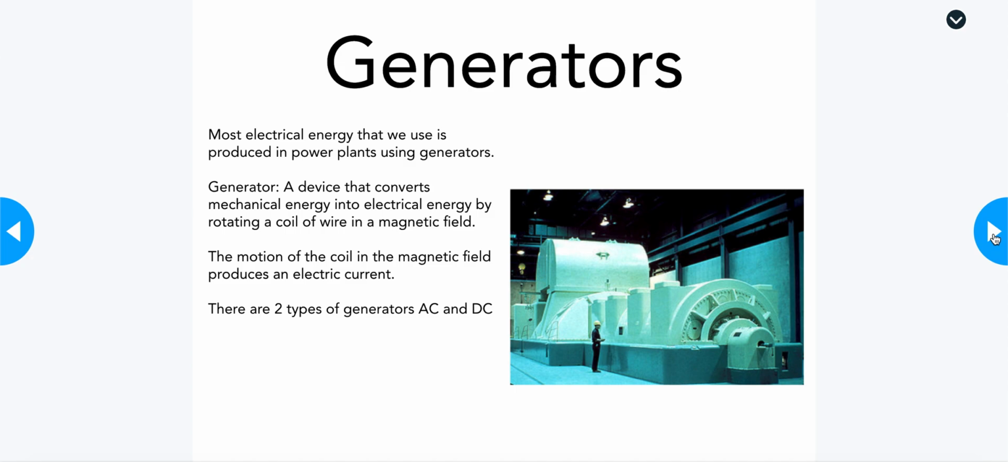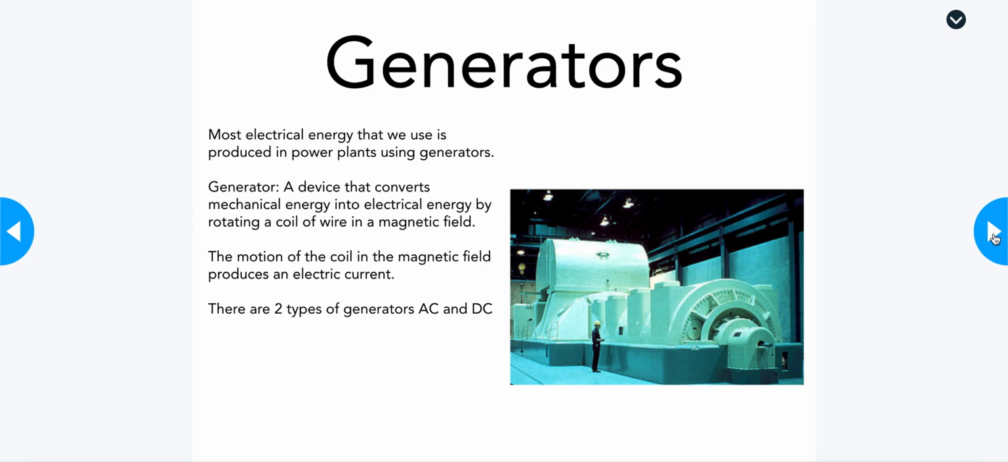All right, so generators. Most electrical energy that we use is produced in power plants using generators. And a generator is a device that converts mechanical energy, motion, into electrical energy by rotating a coil of wire in a magnetic field. So just think about the fact we were talking about electromagnetic induction, where you move the magnet. Well, as we said, as long as something is in motion in a magnetic field, whether it's the magnetic field itself or the wire, that induction of electricity will happen. So in a generator, we move the coil of wire in a set magnetic field, and the motion of this coil produces the electric current.